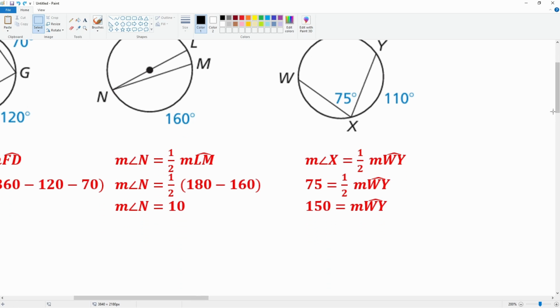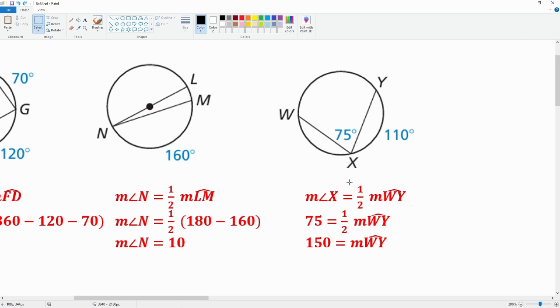Once you know that that arc is 150 and the other part is 110, just subtract that from 360. That's what WX is, okay? 360 minus the 150 that we got, which is arc WY, minus the 110, which is arc YX, you get the arc that's left. 100 is equal to the arc measurement of WX.